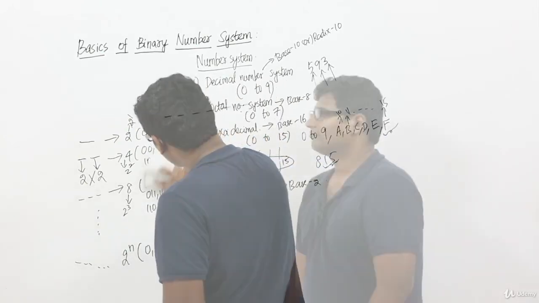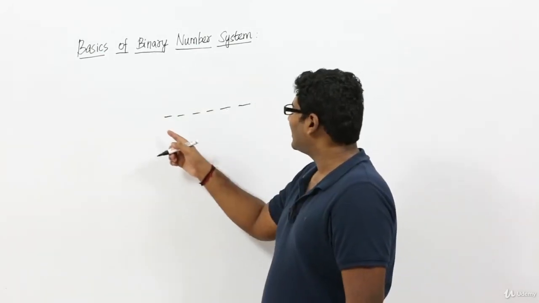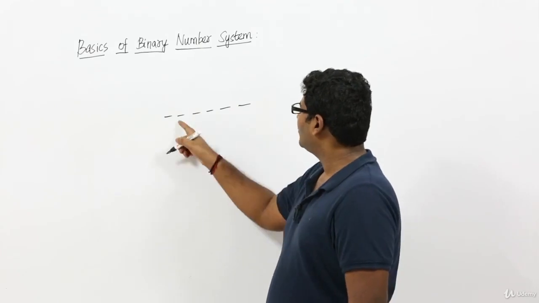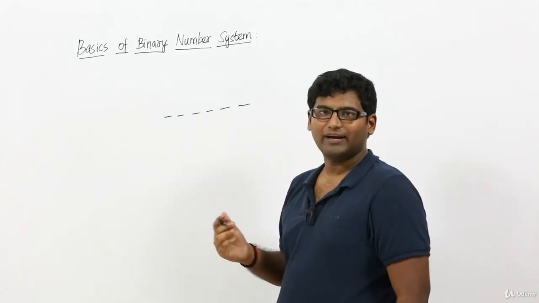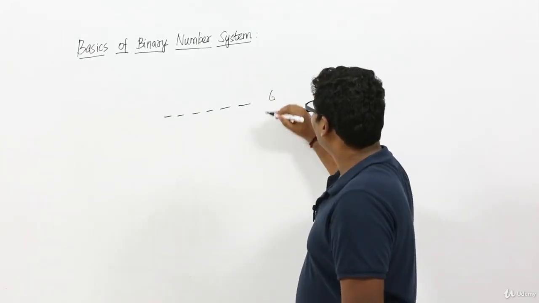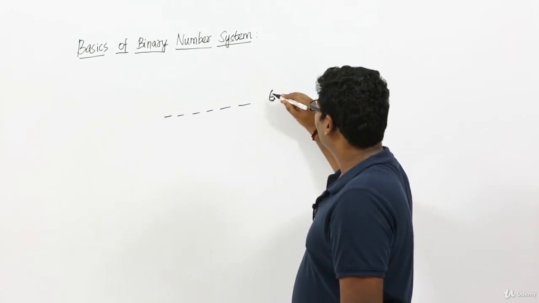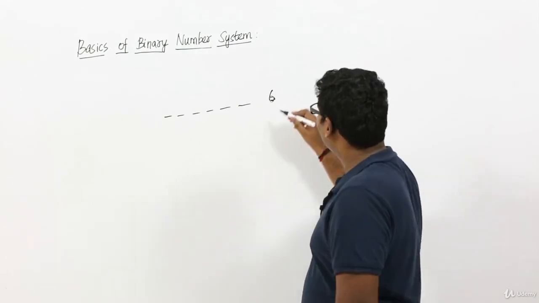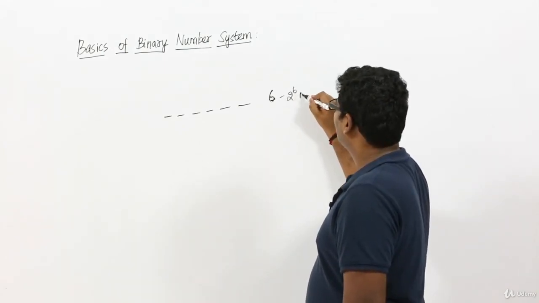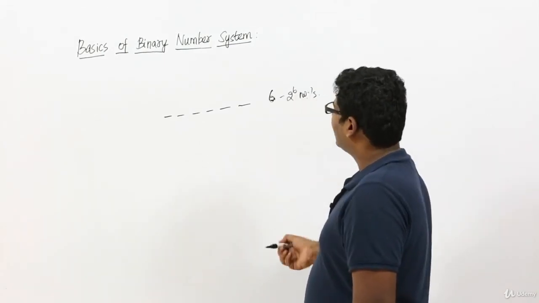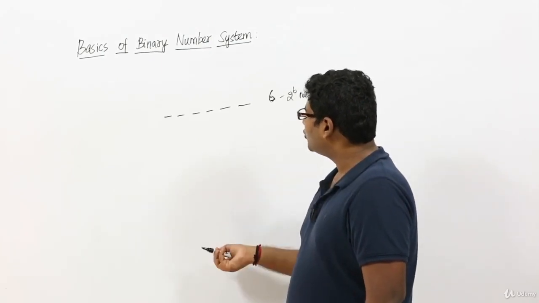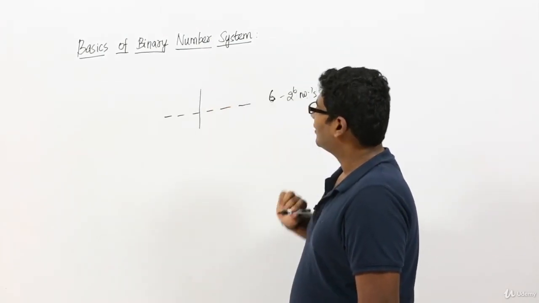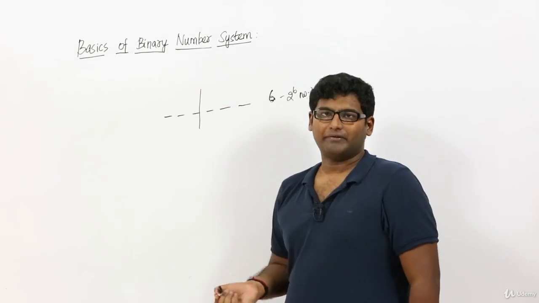Let us assume I have 6 bits: 1, 2, 3, 4, 5, 6. With six bits, how many numbers can we form? We can form definitely 2 power 6 numbers. Now, in case I choose 3 bits from this, how many groups can I get?